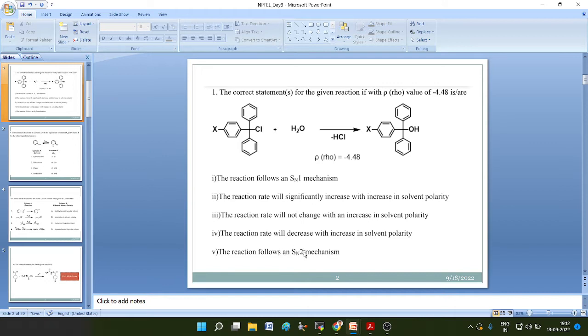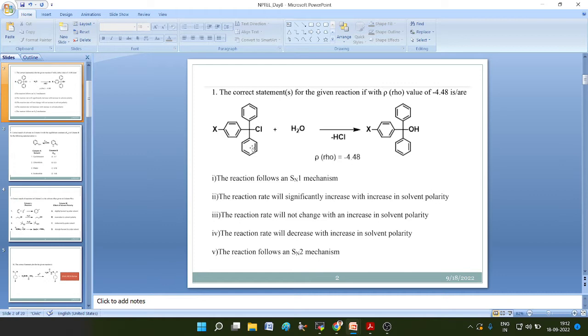The reaction follows an SN2 mechanism. No way this is possible with this triphenyl group. It's not even close to an SN2 mechanism. Overall, if I conclude this slide, the first two options seem correct. That is, the reaction follows an SN1 mechanism. The rho value also suggests there is a fully developed positive charge stabilized by the electron-releasing group in place of X. Second, the reaction rate will significantly increase with an increase in solvent polarity. So this is the fact.